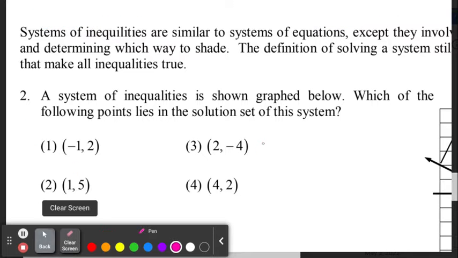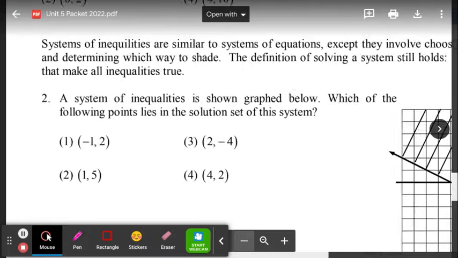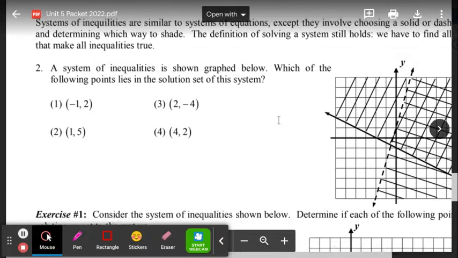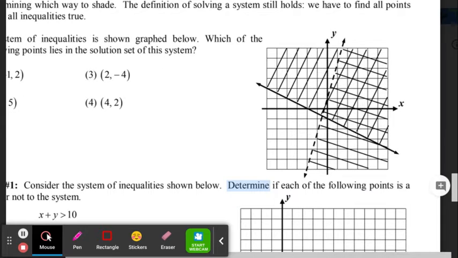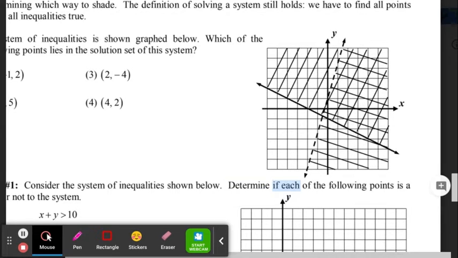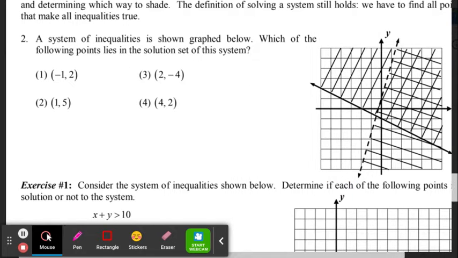Clear this thing. So when we do a system of inequalities, or when we graph a system of inequalities, we have 2 graphs, 2 lines. It could be other things, but in this course, we're just doing lines. And then we have to color in the true side. We did this a little bit back in the fall, and it's coming back. So a system of inequalities is shown in the graph below. Which of the following points lies in the solution?